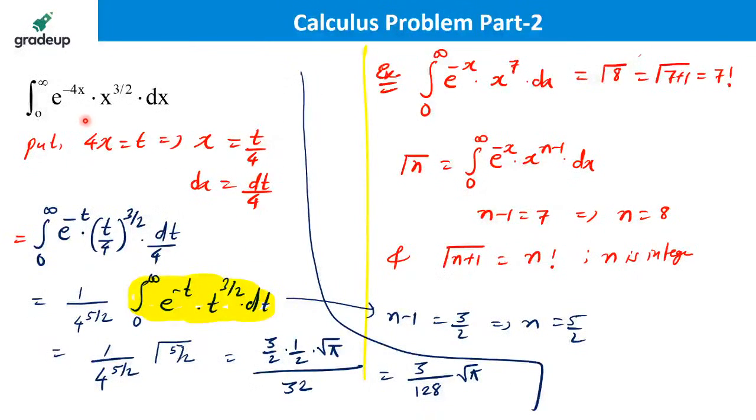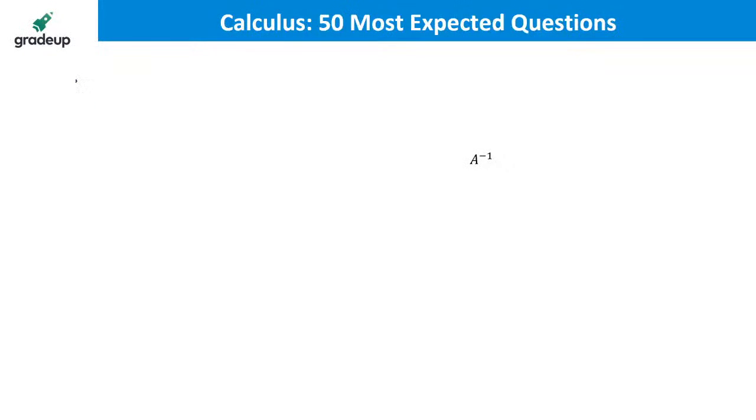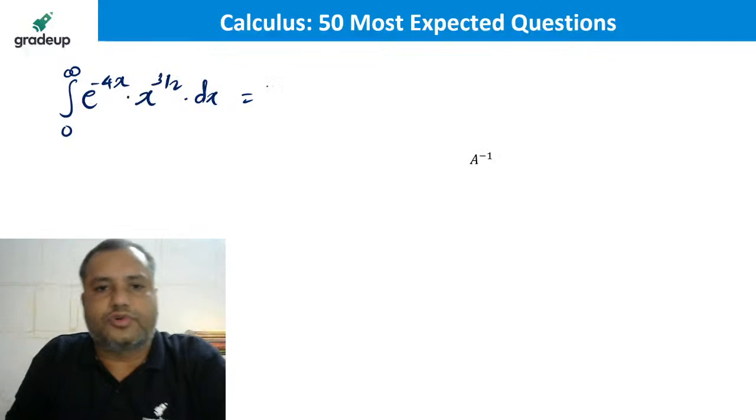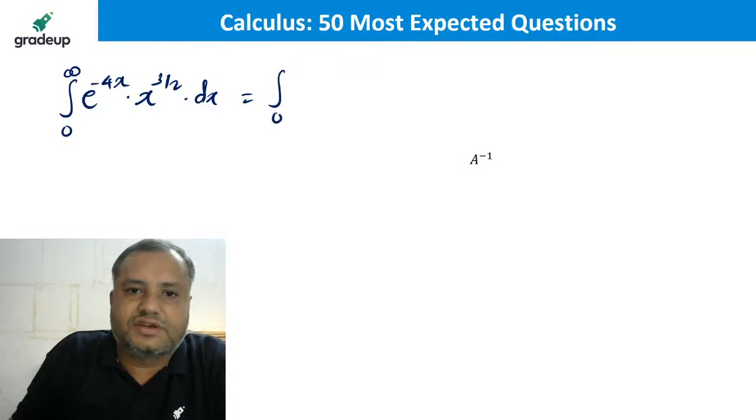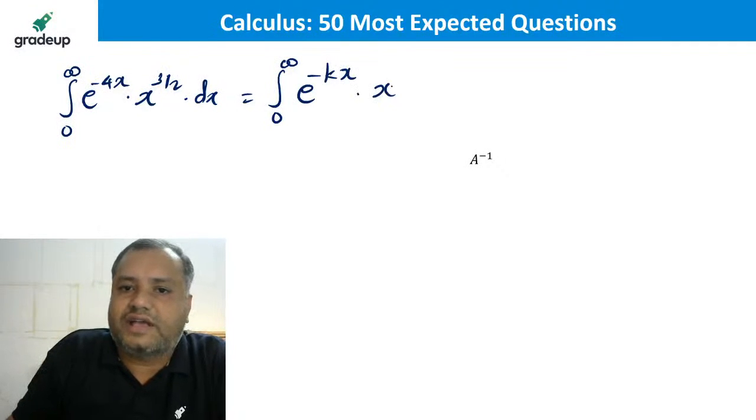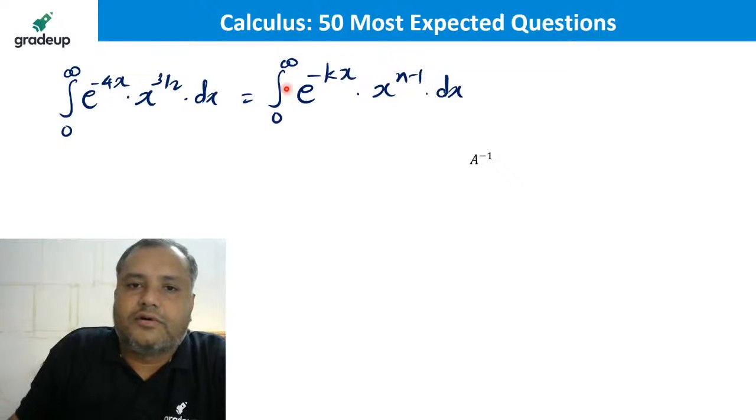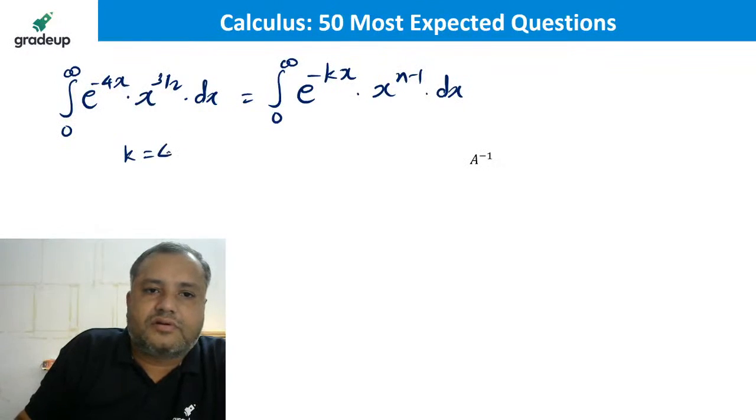So all what you need to do is you have to remove this substitution. Okay. But I want to give you a small trick to solve this question. See, if it is integration 0 to infinity, e raised to minus 4x, x to the power 3 by 2 dx, what you have to do? You have to compare this with 0 to infinity, e raised to minus kx and x to the power n minus 1 dx. Find out the value of k and n. So n minus 1 is 3 by 2, so of course you can say that n will be 5 by 2.